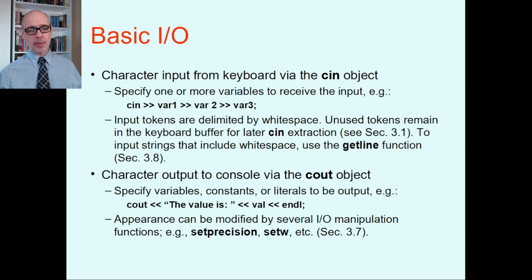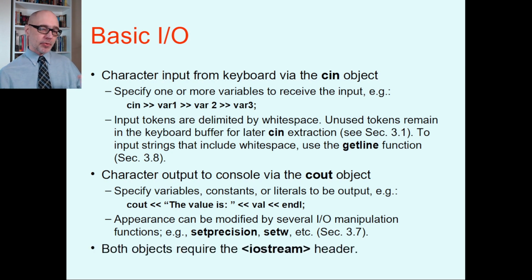A little side note on that, the appearance of those output statements can be modified by several I/O manipulation functions. For example, there's the setprecision function to establish how many decimal places you want to see in a floating point number. There's setw or set width to see how big a space you want to see this printing in, and that's back in section 3.7. Now, both cin and cout are things that are defined in the iostream library, so you do have to include the iostream header for that. If you're using one of those I/O manipulation functions, that's in the iomanip library. You'd have to include that header.